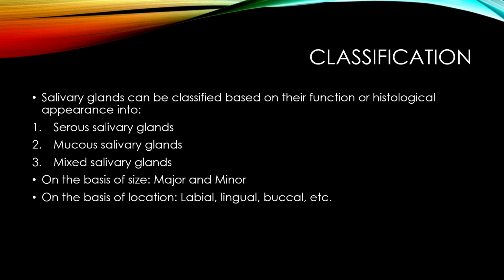Then let's go through the classification. It is the main classification. The salivary glands can be classified on the basis of function and histologic appearance into three types: serous, mucous, and mixed. Mixed has both serous and mucous acini. On the basis of size, major and minor. On the basis of location, we can say labial, lingual, buccal, mandibular, if they are in the mandible, etc.